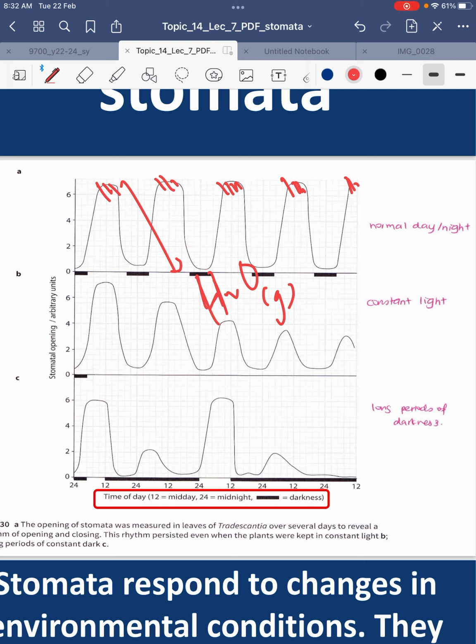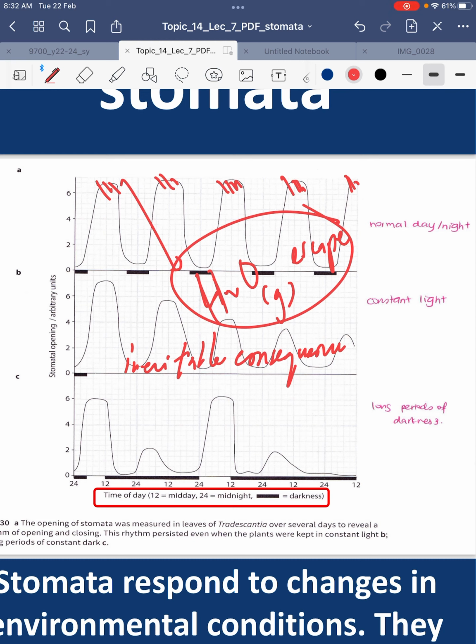So this is the meaning of inevitable consequence. Transpiration, or the escape of H2O in gaseous state, cannot be prevented. Transpiration will occur if the stomata are open. Why are the stomata open? Because they're going to let carbon dioxide in for photosynthesis.